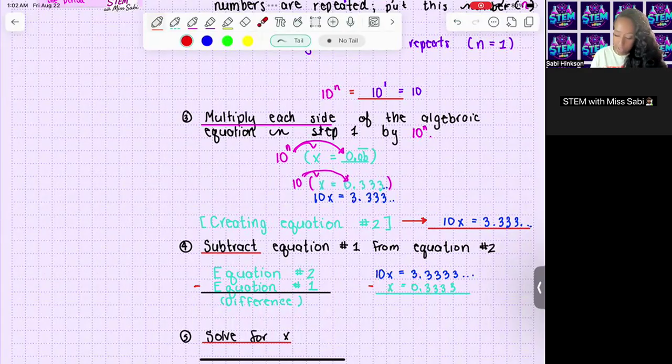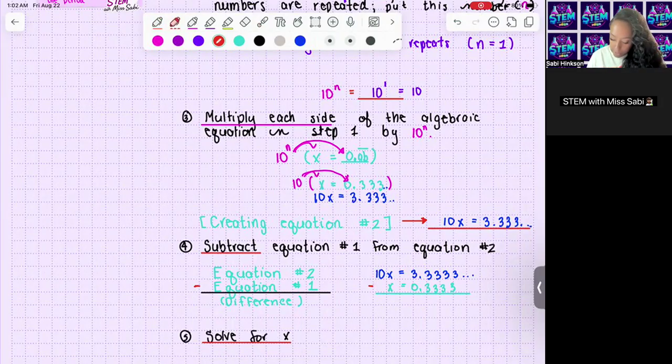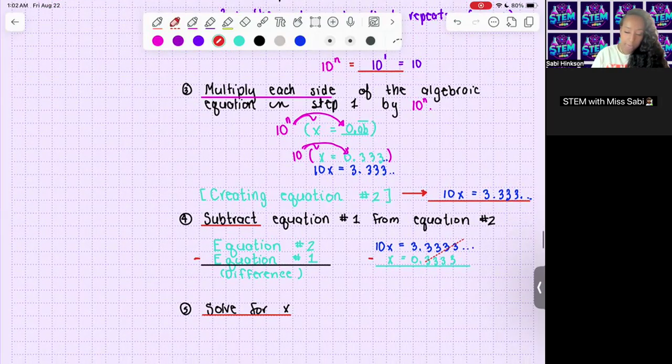The brilliant thing here is that because these are all going on and on, that cancels out. It goes away. So what am I left with? I am left with 9x equals 3.